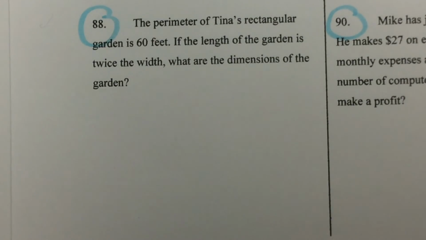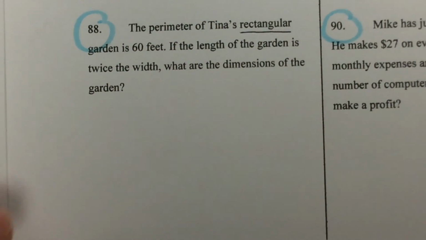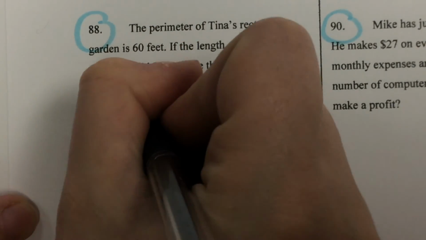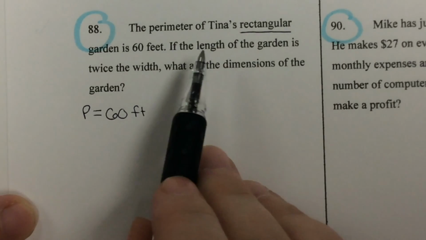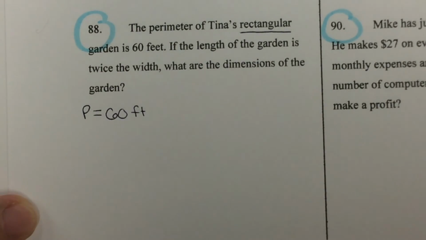The perimeter of Tina's rectangular garden, so we're talking about a rectangle here, is 60 feet. So right off the bat, as I'm reading this, any information that becomes apparent to me, I'm going to write it over here on the side. So perimeter is going to be equal to 60 feet. If the length of the garden is twice the width, what are the dimensions of the garden? Dimensions means the length and the width. You need to find the length and the width.